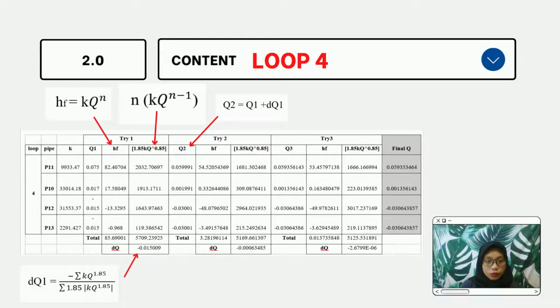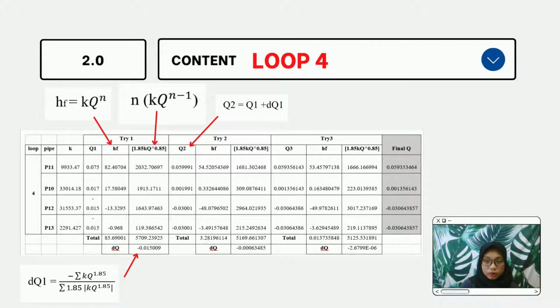Our analysis starts from loop 4 because the discharge Q inlet is at node J in loop 4. The discharge Q inlet is 0.09 meter cube per second, which is already given. For try 1, we assume the value of Q to make it balance between the open and end of the pipe. So for Q1, pipe 11 is 0.075, pipe 10 is 0.017, pipe 12 is negative 0.015, and pipe 13 is negative 0.015. Each loop is rotated clockwise to determine the positive or negative sign.